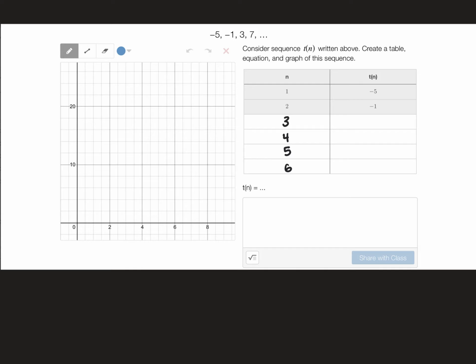So it looks like we're adding 4 each time. So we get -5, -1, we have 3, and then 7. So we continue to add 4, we'd get 11, and then 15.